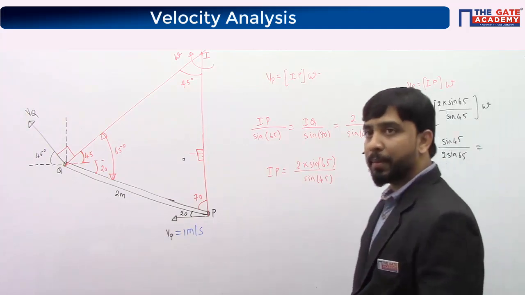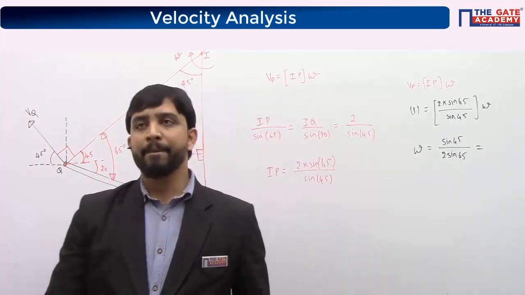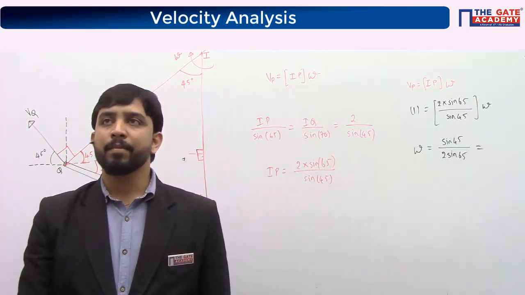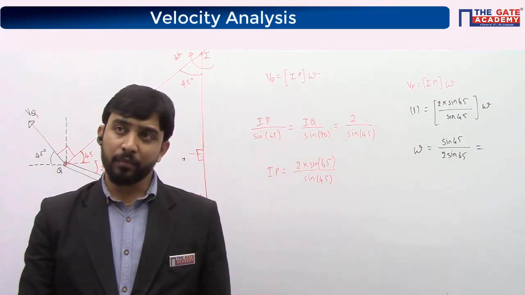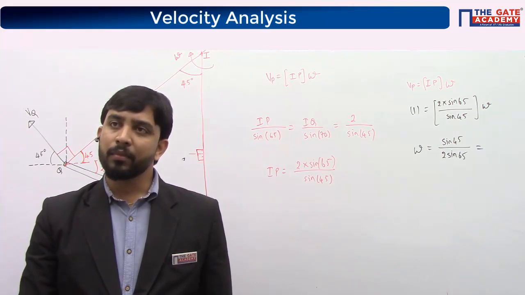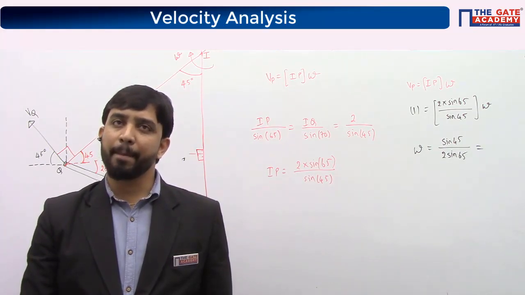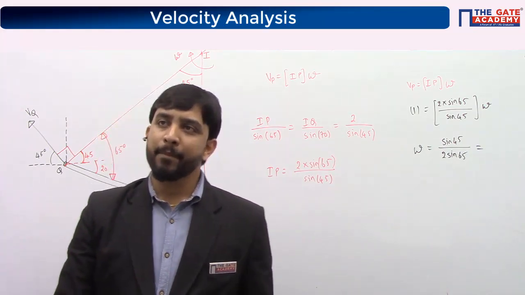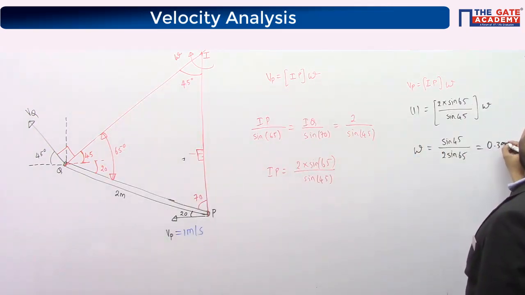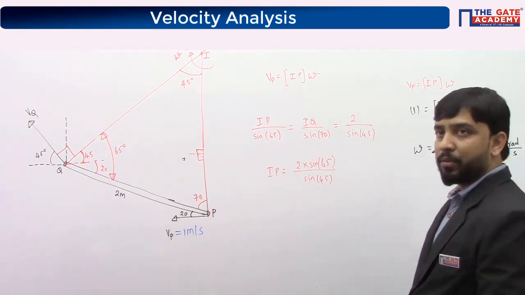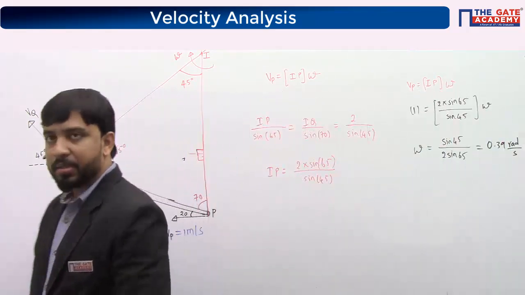What is this? What is omega? Angular velocity of the link. What is angular velocity of the link? 0.39. Angular velocity of the link is 0.39 radian per second. Okay. This is angular velocity of the link.